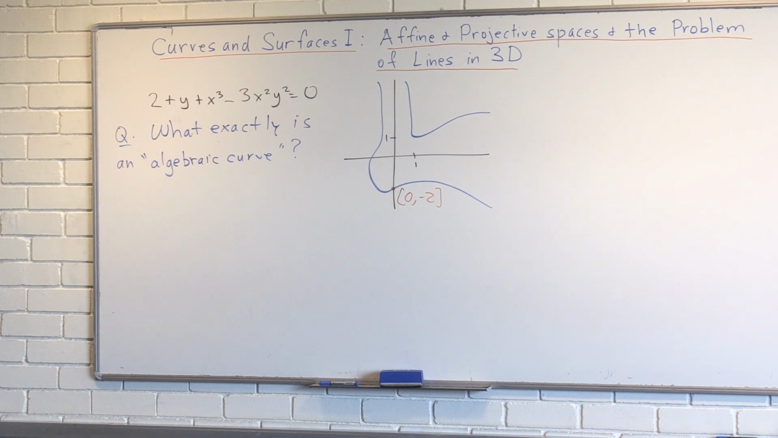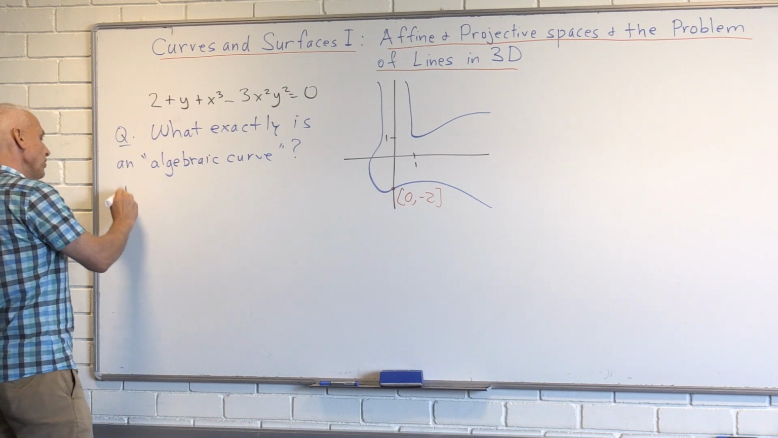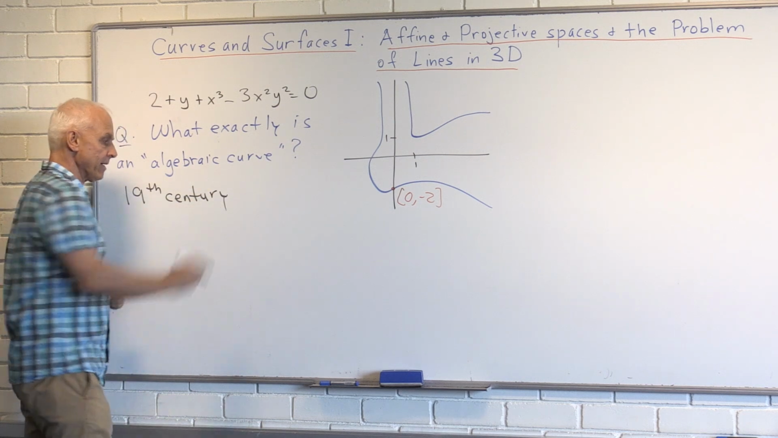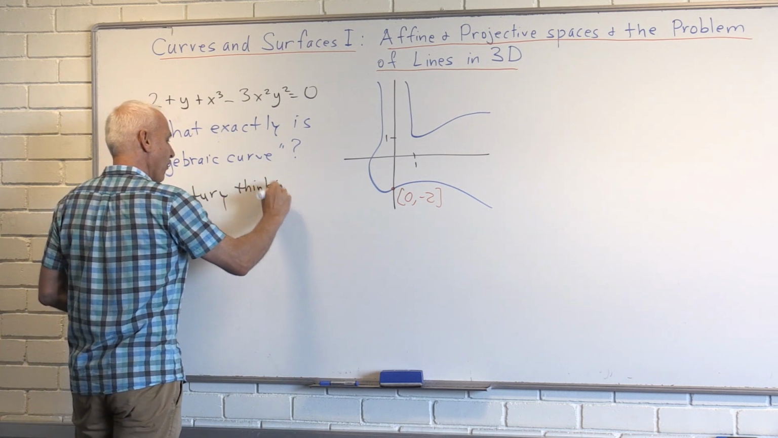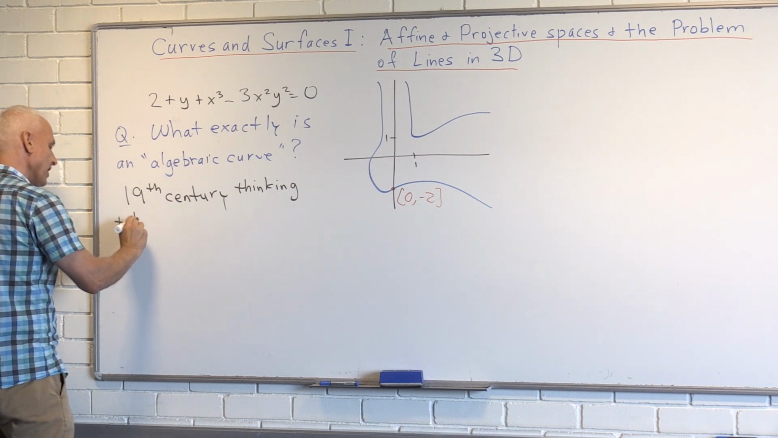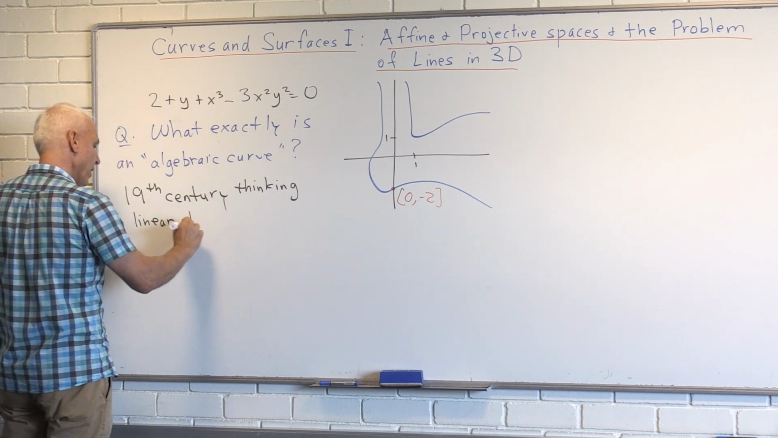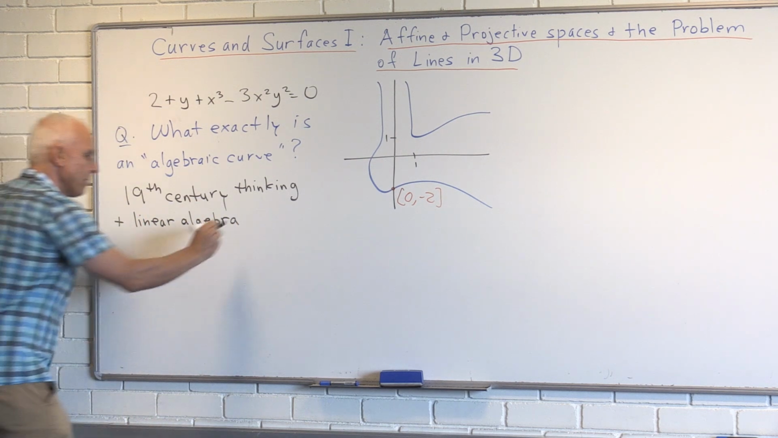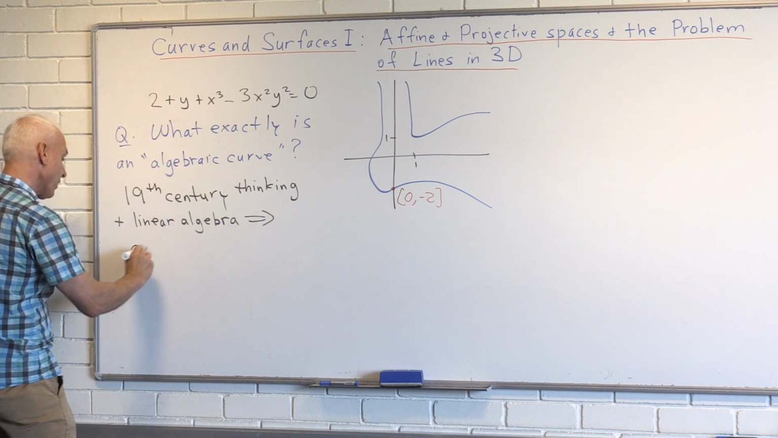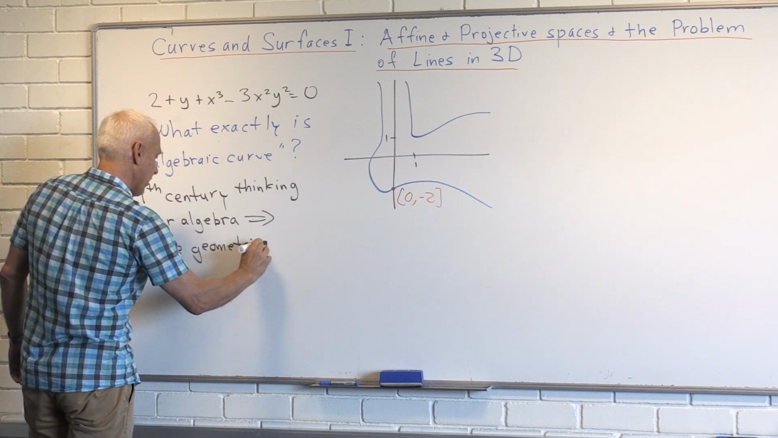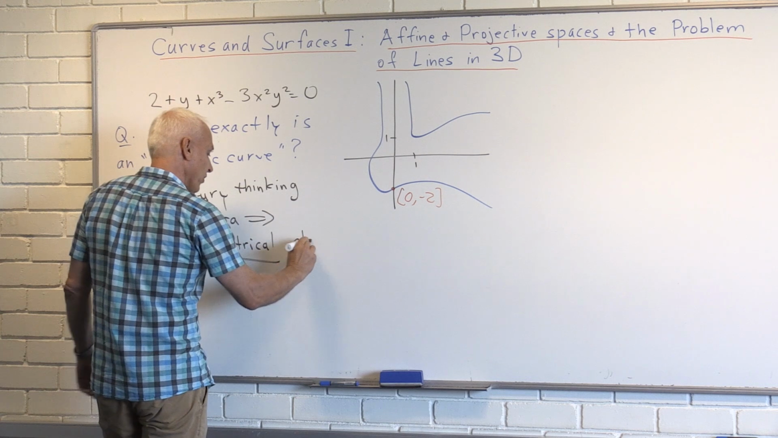And what I want to do sort of more specifically is I want to use 19th century thinking. 19th century was really the golden era for geometrical thinking or geometry, and I want to harness that with linear algebra, modern linear algebra, to give us maybe a possibility of a more geometrical algebraic geometry.